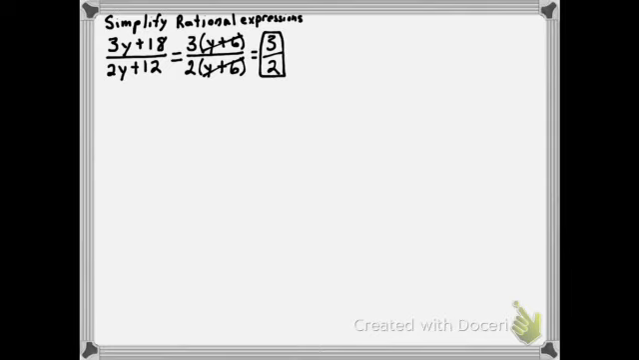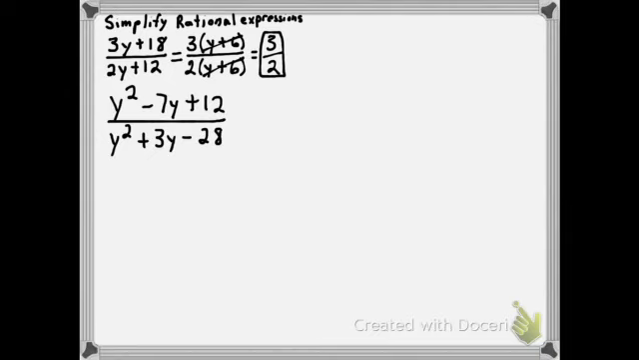So the next one I want us to look at is y squared minus 7y plus 12 divided by y squared plus 3y minus 28. So again, the very first thing we've got to do is try to factor. One of the mistakes that people make a lot of times is they look at these two trinomials and they do things like, well, this y squared and this y squared, they cancel each other out. And that is not the case.